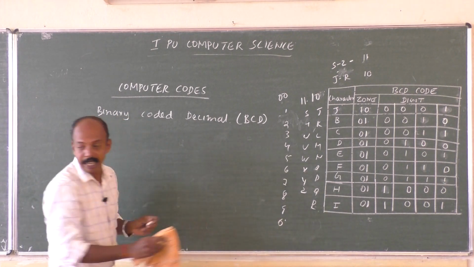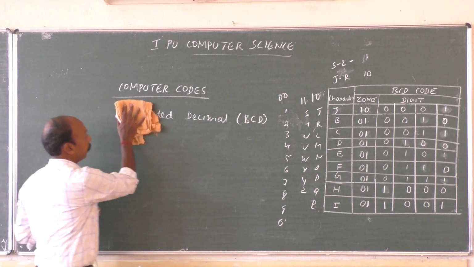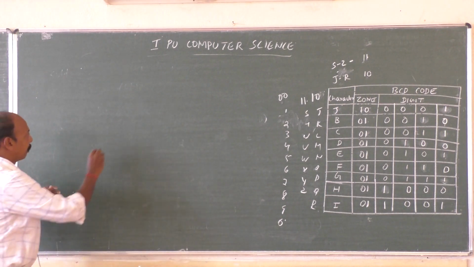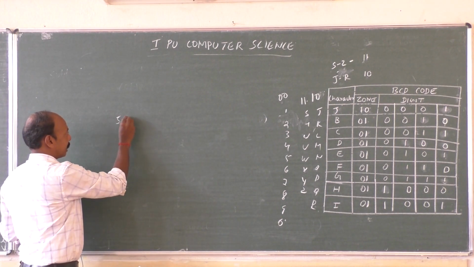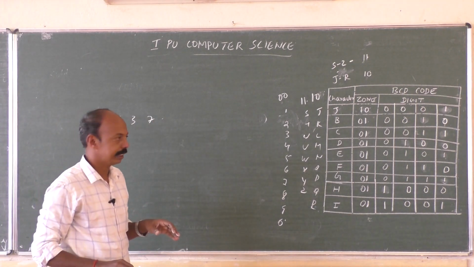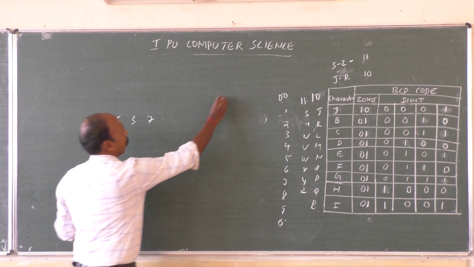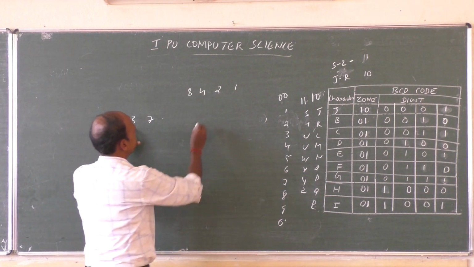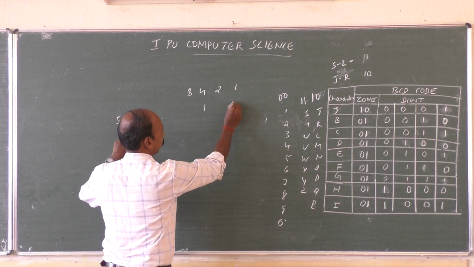Next one is XS3 code. When we talk about XS3 code, in order to make us understand, I will write only the numbers 5, 3, 7, 5, 3, 7, and 8, 4, 2, 1. Let us keep it simple. 5 is 4 and 1.